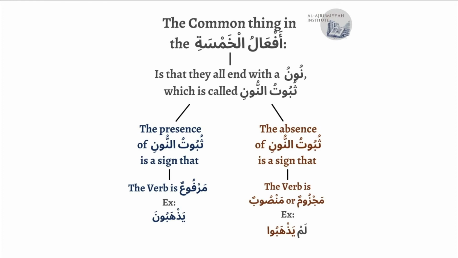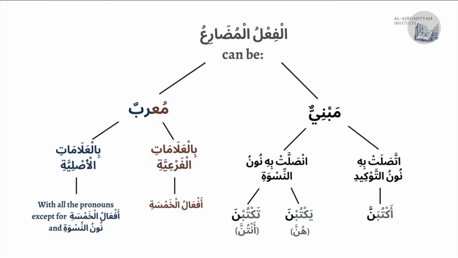So that's a special thing with أفعال الخمسة. So if we break down the فعل المضارع, we can sort of break it down like this. The فعل المضارع can either be معرب, which means that it can take the signs of إعراب, or it can be مبني. It can be stuck, which means that it's never going to change.